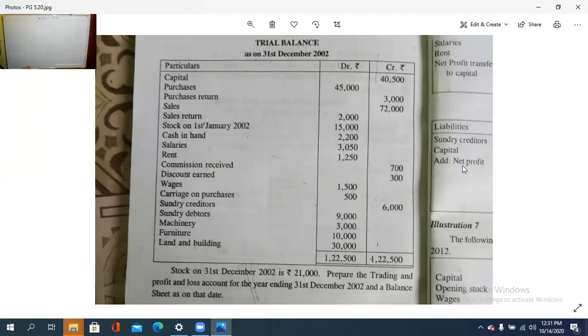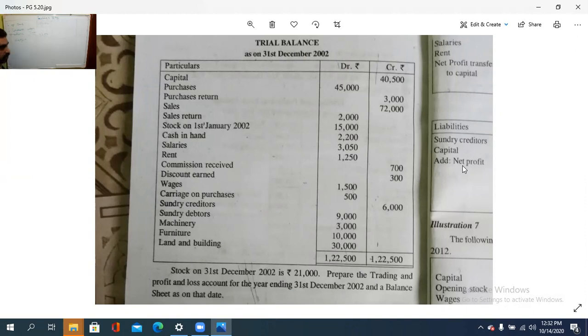To opening stock. Stock on 1st January 2002. To opening stock, how much is it? 15,000. Then to purchases. How much is the amount of purchases? 45,000 less returns. It is 3,000. So 42,000. Then total items there: sales return, stock, cash in hand, salaries, rent, commission received, discount earned, the wages.